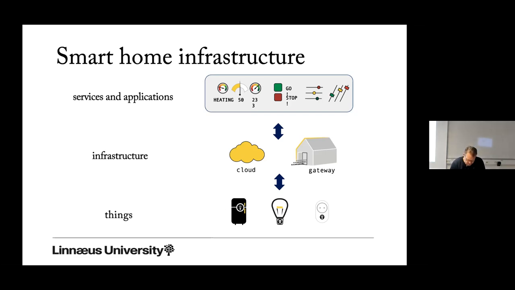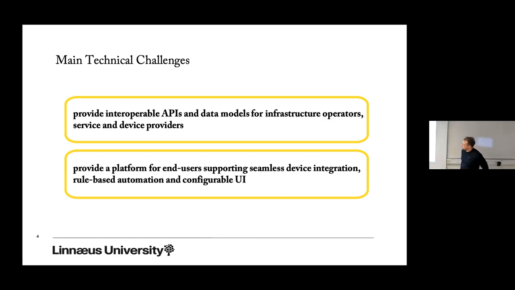Well, for OpenHAB, they formulated some main technical challenges, and that is to provide interoperable APIs and data models for infrastructure operators, service and device providers. So, in order to connect the things to the infrastructure, there must be some kind of agreement, okay? Some program API for invoking functionality at the various levels, and of course, data models to exchange information. That is like a basic understanding. And this will be part of the platform. You have to develop this common ground for the operators and providers of services and devices.